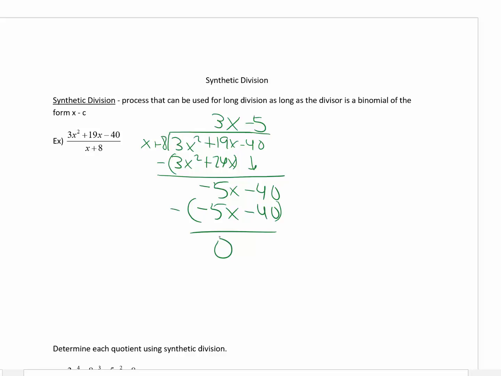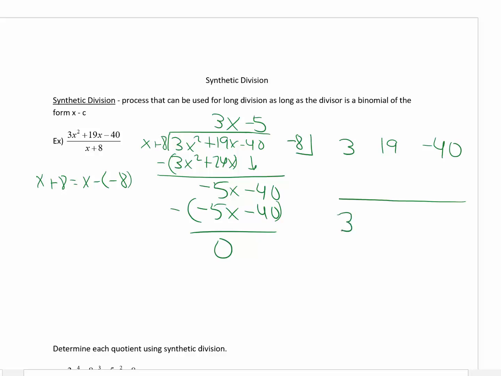Okay, so with synthetic division, I'm going to use the leading coefficient, and constant, and I'll write it like this. Now, because the factor is x minus c, you see x plus 8, I'm going to write here in the box negative 8, because x plus 8 is the same thing as x minus a negative 8. Now, I'm going to bring the 3 straight down.